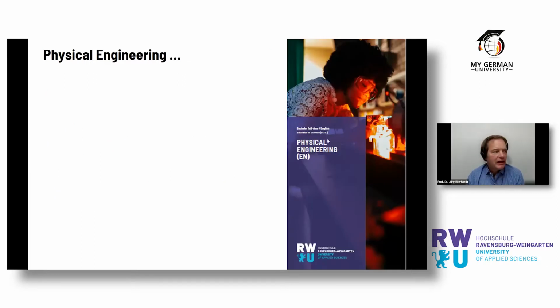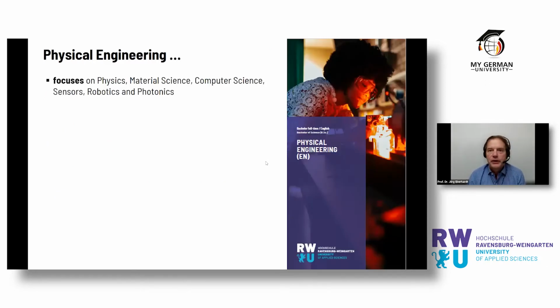Now, what is physical engineering about? First of all, this study course focuses on physics, on material science, on computer science, on sensors, robotics, and photonics. So, as you can see, it's quite a lot that we are going to teach you during these 4 years of studying. The first 3 semesters are taught in English. And then the next 4 semesters are followed by German language courses and German lectures.